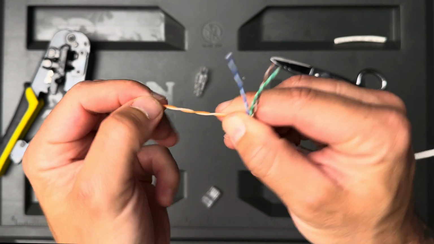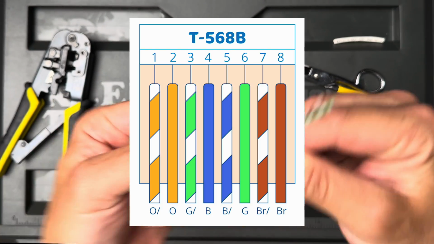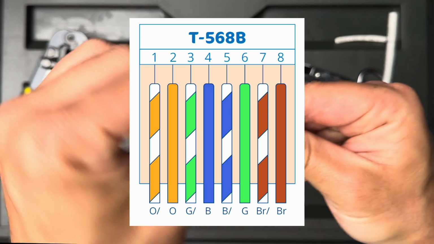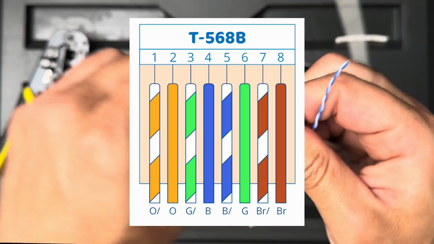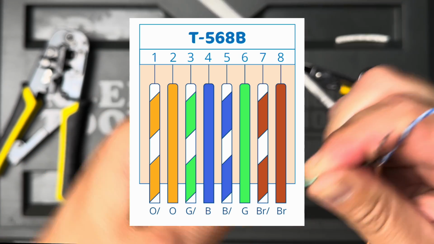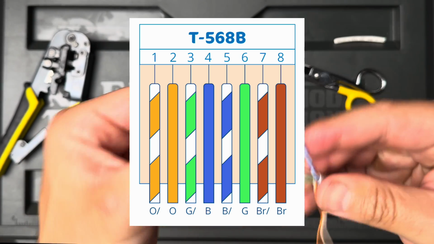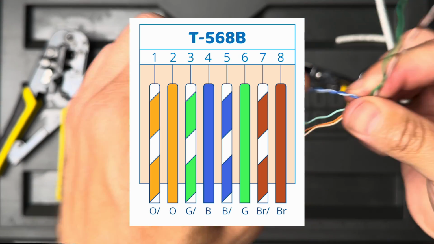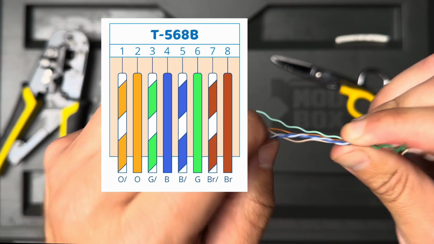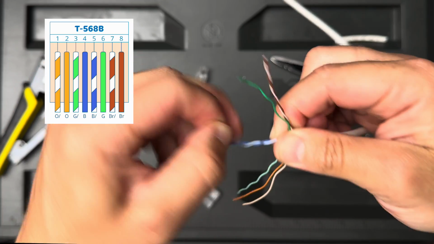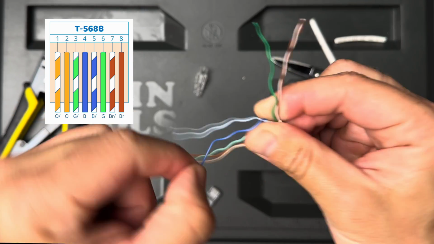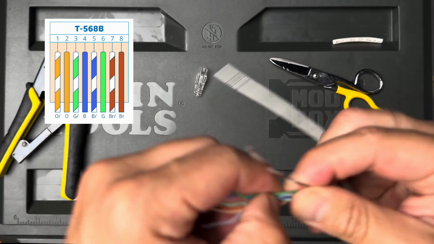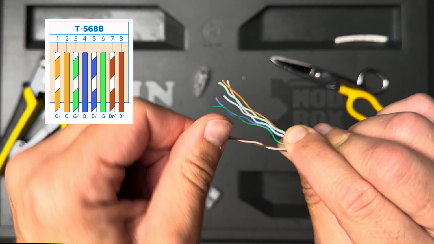And we're going to be using T568B color coding. So we'll start with orange. So that's orange, white, orange. And then green, white, blue. So we'll move on to green. And then move on to blue. And blue, white, green, and then brown, white, brown.